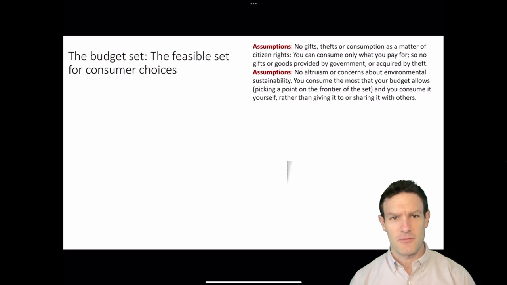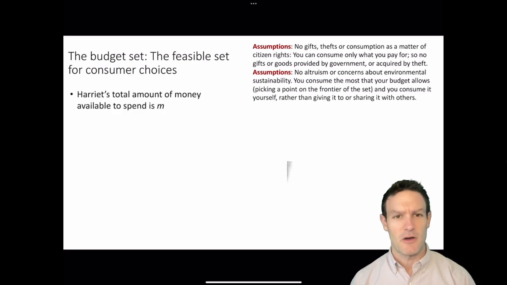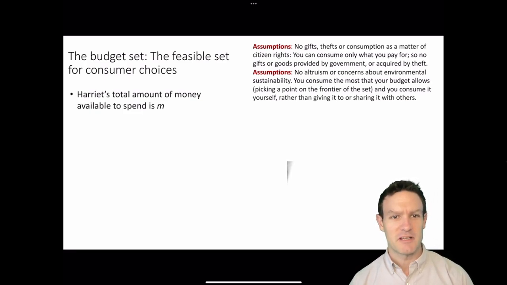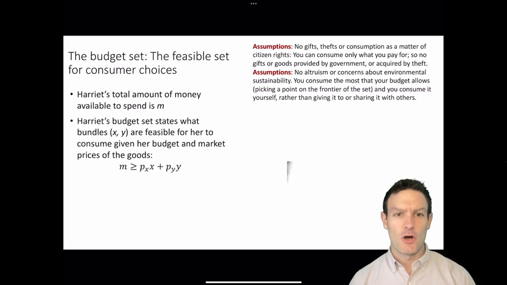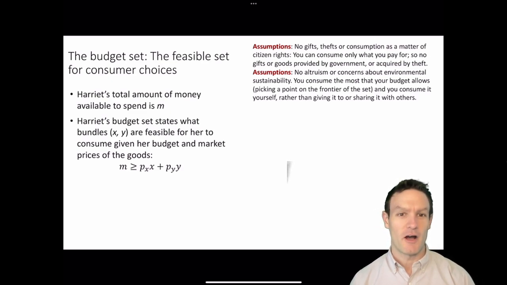Okay, so let's think about this. I'll get into the assumptions in a little while, but for the moment, let's just think about Harriet's total amount of money. Harriet is our agent, she's the person who's acting, and Harriet has a total amount of money available to spend, and that amount of money is M. Now her budget set states what bundles, X and Y, are feasible for her to consume given her budget and the market prices of the goods.